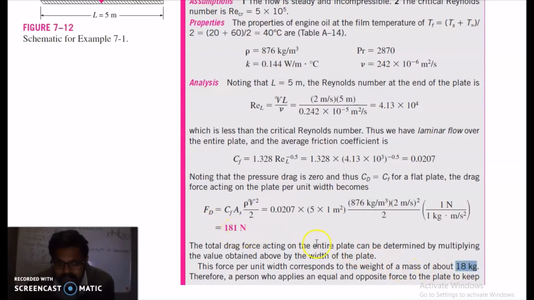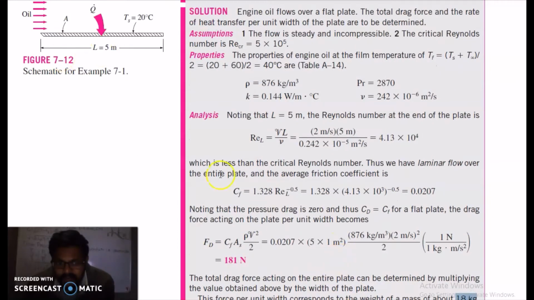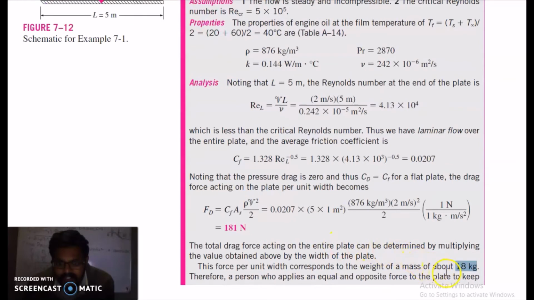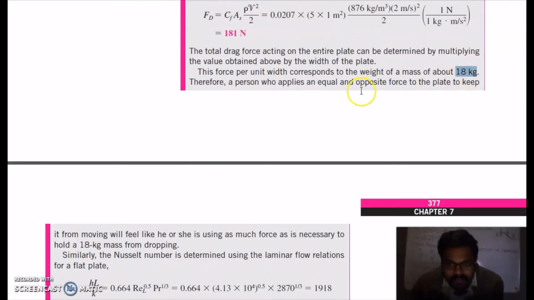If you divide by gravity, it means to hold the plate you have to apply the equivalent force which is used to lift an 18 kg mass, or to hold an 18 kg mass against the gravitational force, in the direction opposite to the flow of oil.